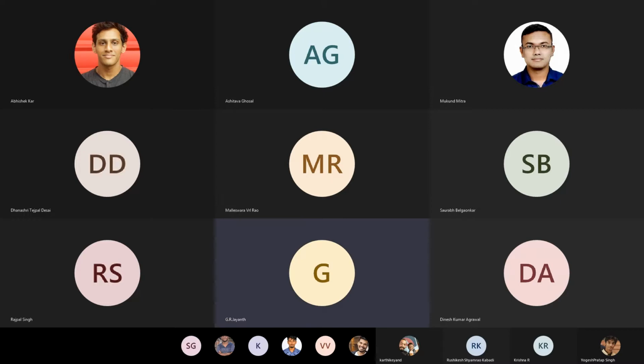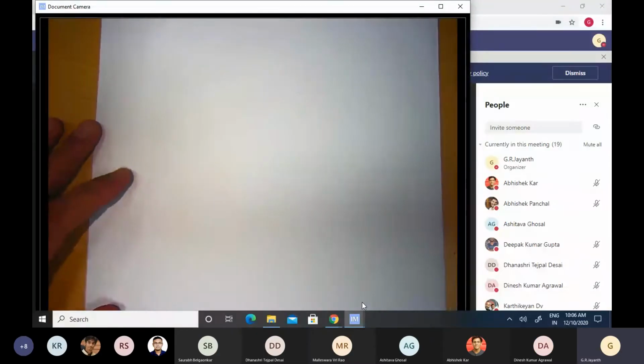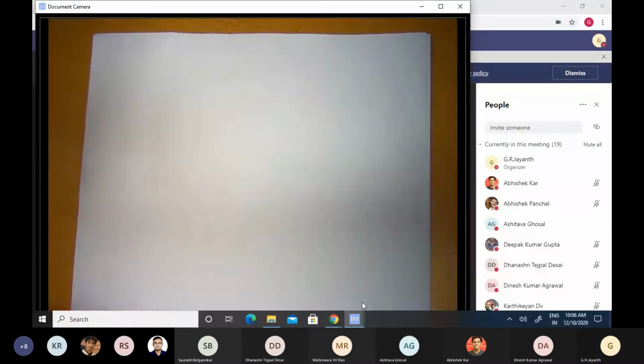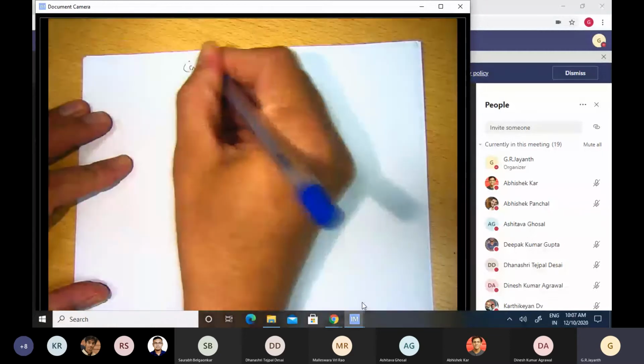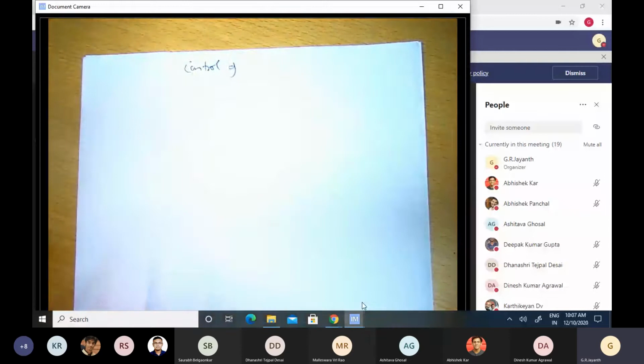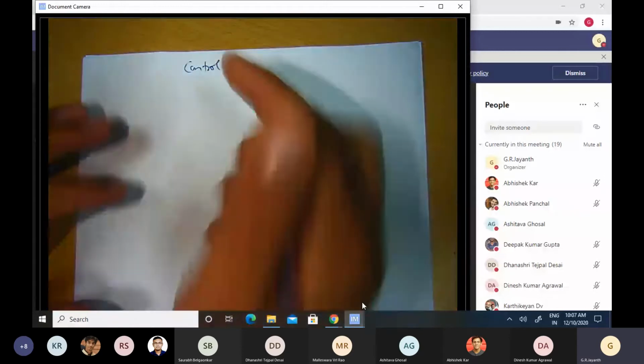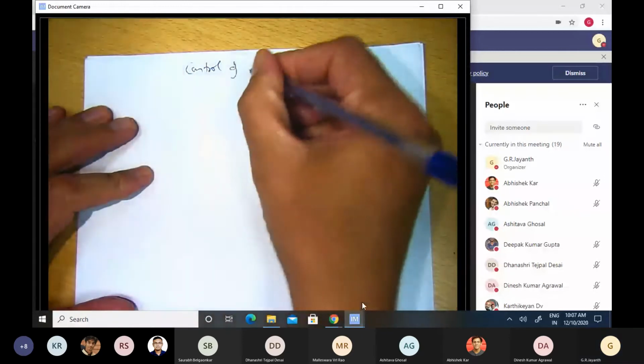Okay. So can you guys see my sheet of paper? Okay. Thank you. So the topic of today's lecture is control of dynamic systems. So we are getting started with control with today's lecture.